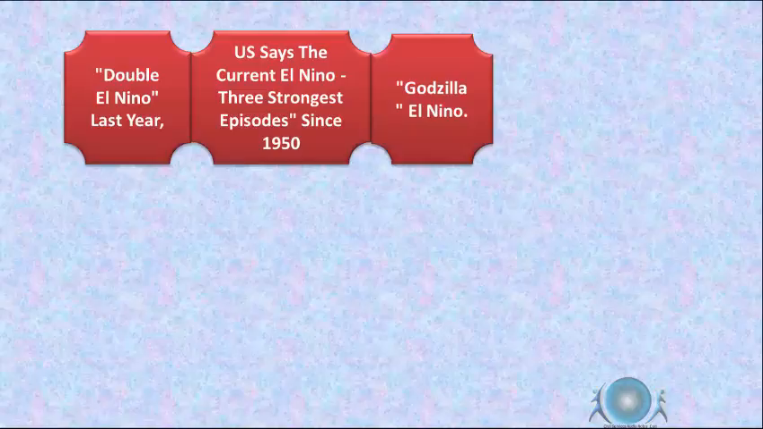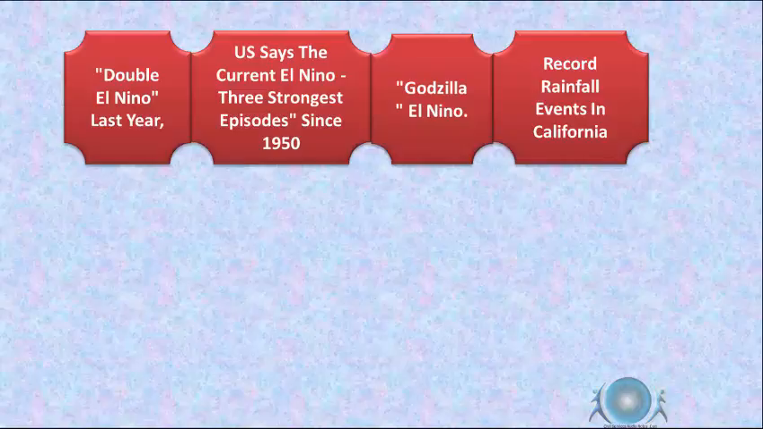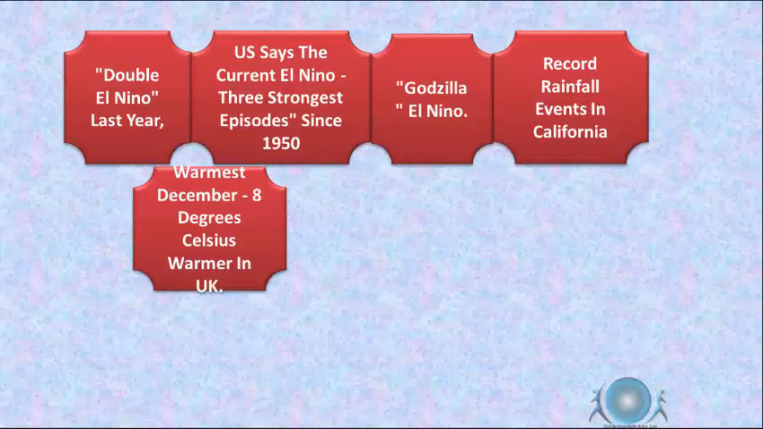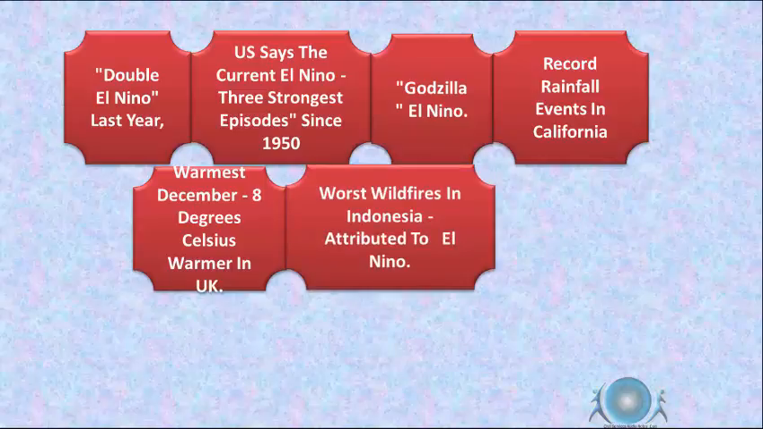This Godzilla El Nino has already resulted in record rainfall events in California and the warmest ever December month for many countries like India. Some of the worst and the warmest ever winters have occurred in India and also the European countries. Some of the worst wildfires in Indonesia also have occurred this year because of the heat. And these are all attributed to the El Nino.